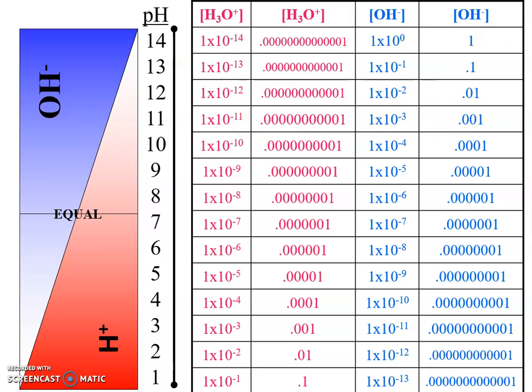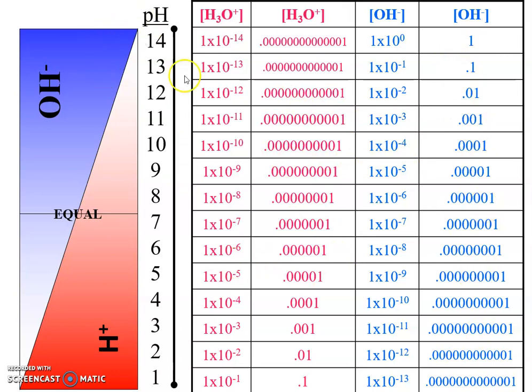But again, what the key, and you don't have to do a lot with the pOH, but just recognize that if you take the negative log of the OH and the negative log of the H3O and add them, you're always going to get 14. And again, notice these move opposite of one another. The H3O goes up, the OH goes down, and vice versa.